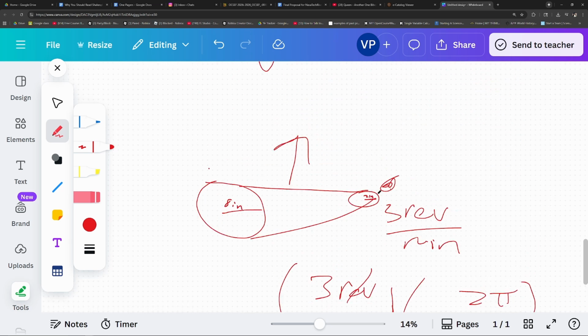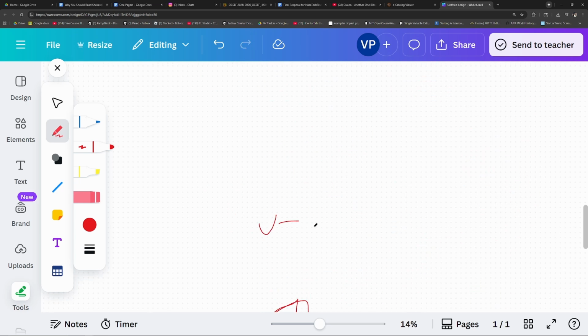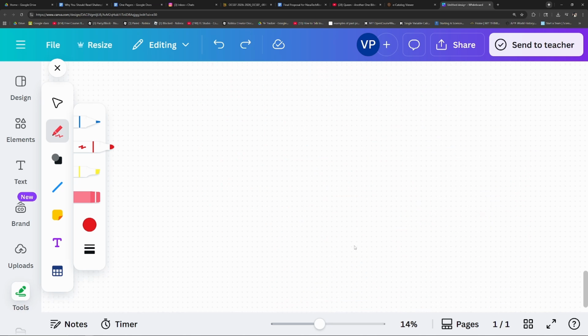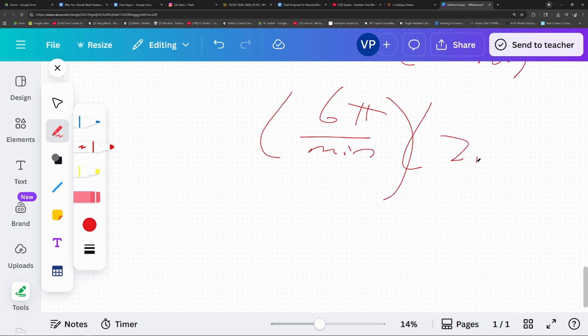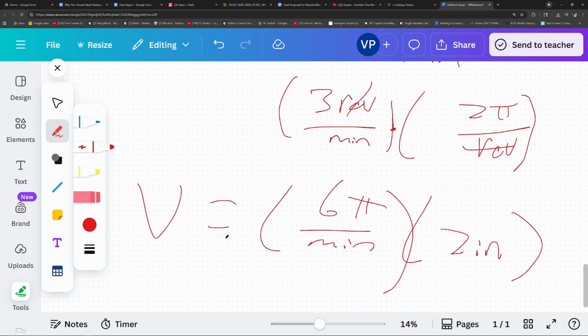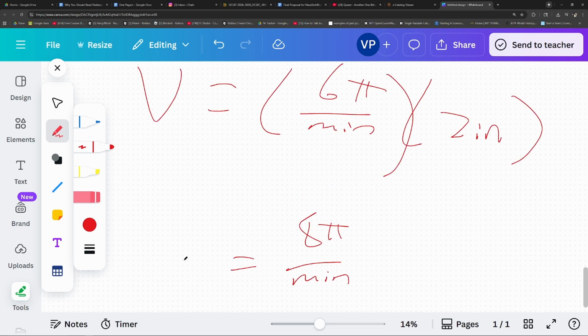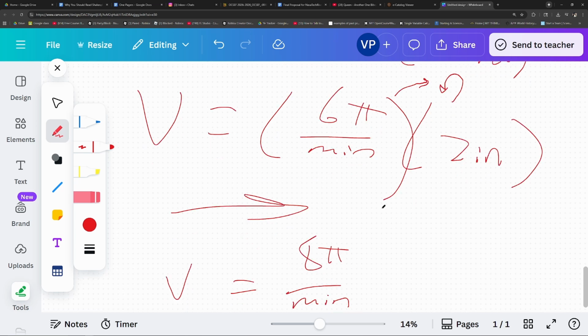Now you have angular velocity in radians, and you can plug it into the formula to find linear velocity, because as you remember, the linear velocity of the belt is always the same. We have angular velocity and the radius, which is 2 inches, and that equals the linear velocity, which turns out to be 8 pi per minute. This time it moves along the belt instead of rotating.